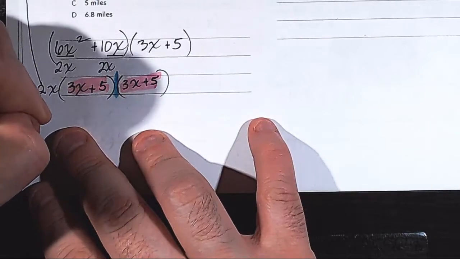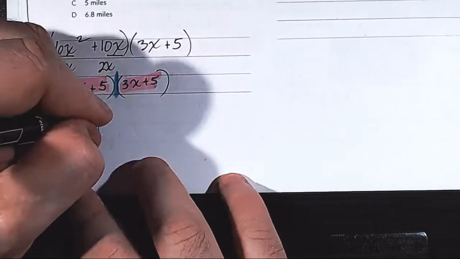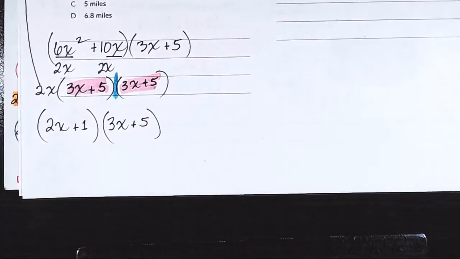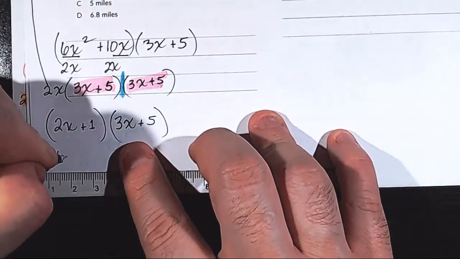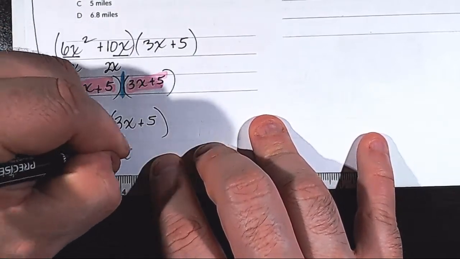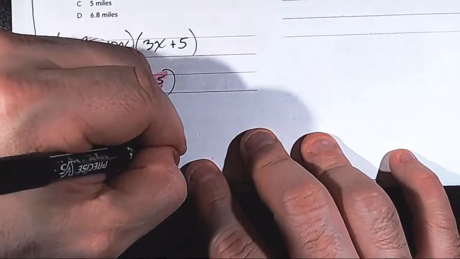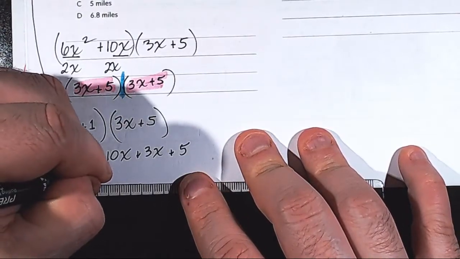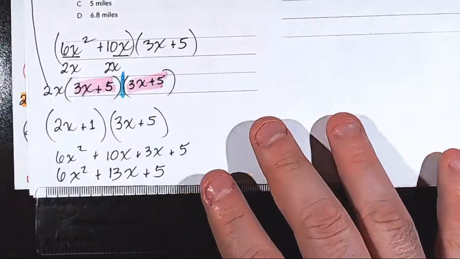So instead of 2x, I would have 2x plus 1 as one of the factors, and then the other factor would be 3x plus 5. So if you were to FOIL these out, first would be 6x squared, outer plus 10x, inner plus 3x, last plus 5, and that would give you 6x squared plus 13x plus 5.